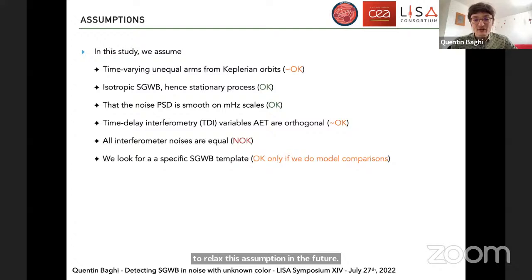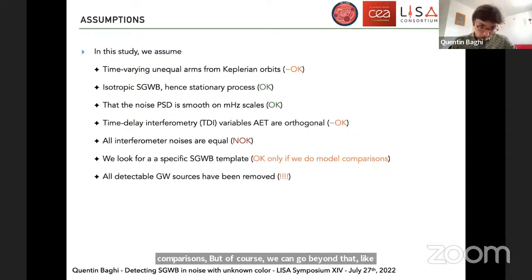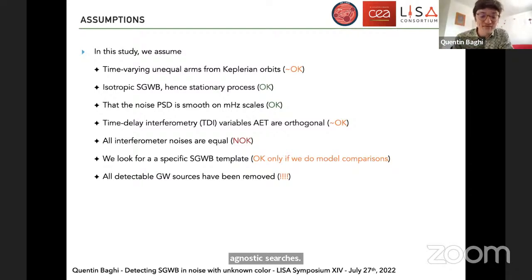One thing also is that we're having a template-based search, as Rabi said, and so this I think is okay if we are doing model comparisons, but of course we can go beyond that, like agnostic searches. And last but not least, we assume that all detectable gravitational wave sources have been removed from the data. So this is a big work before.